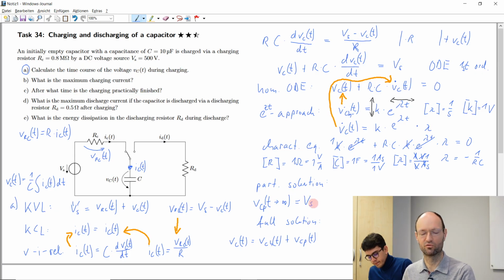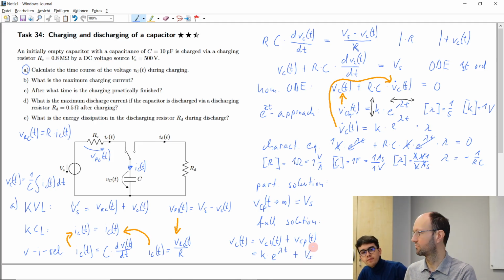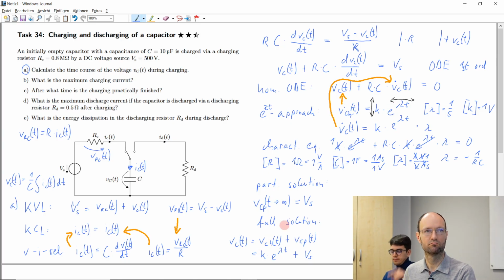which is, as you can see, not really a function of time anymore. And so if I write this, it's k times e to lambda t, the lambda we know already, plus our source voltage. This term plus this term here. Solution of the homogeneous equation and solution of the inhomogeneous equation. Two parts, our exponential function and one constant part.